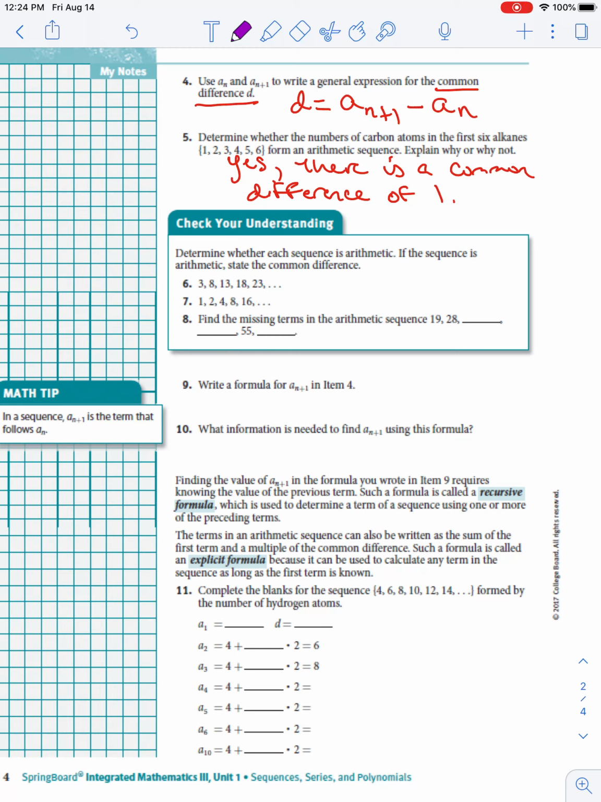So I've got 3, 8, 13, 18, 23. So I want to look for that common difference. And it looks like 8 minus 3 is 5. And 13 minus 8 is 5. And yep, it's looking like 5. So I would say arithmetic.